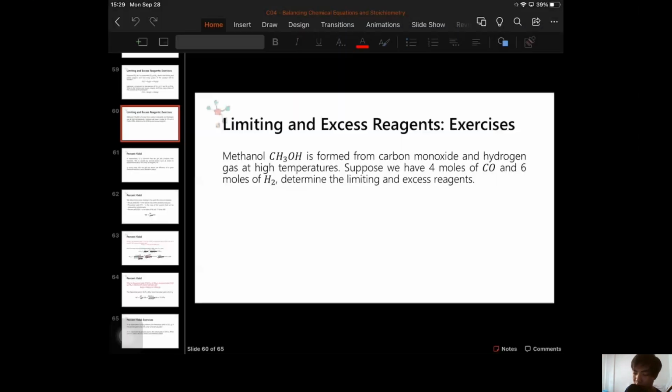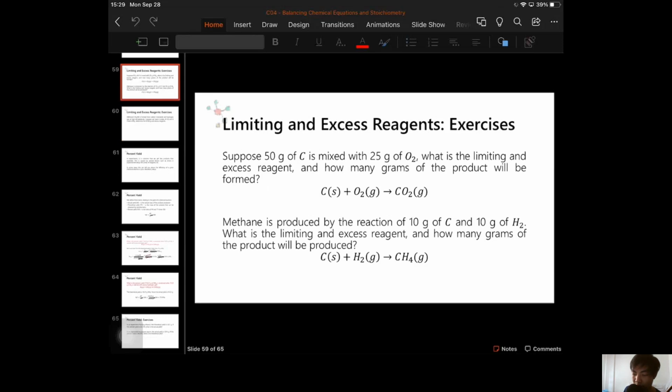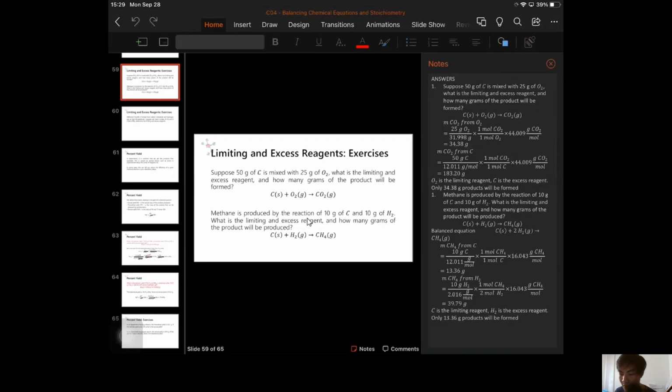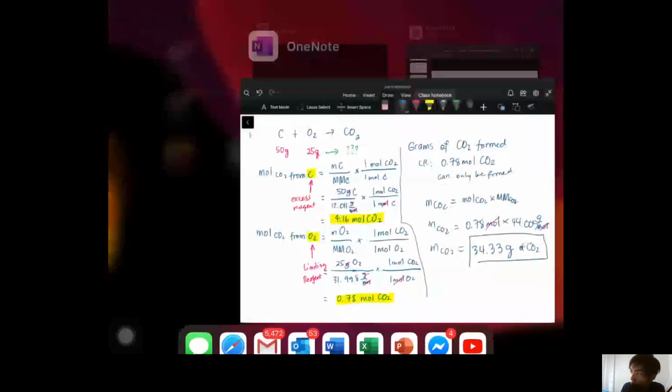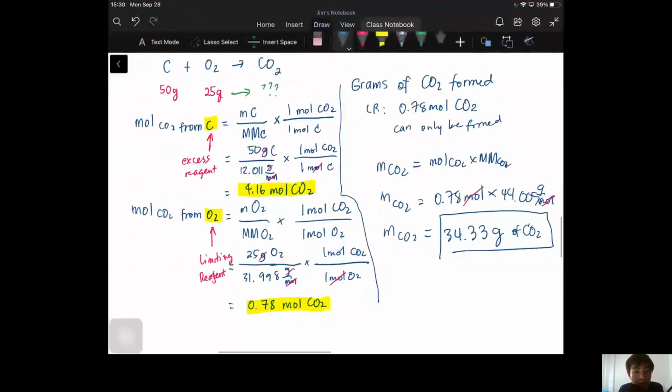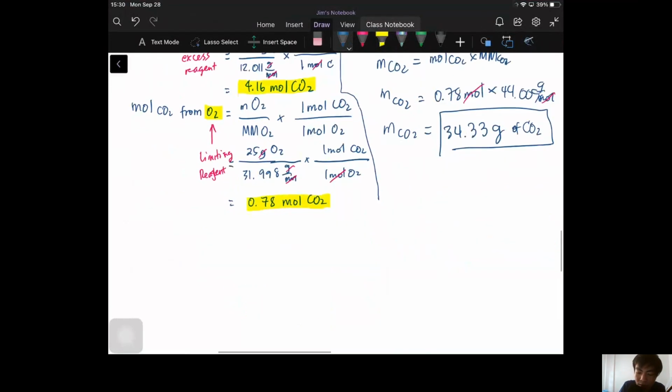Close ko lang. Discard. So, punta kayo dito. And so you can see only 34.38 grams of products will be formed. So ganun lang. So paki-check na lang itong answers sa PowerPoint na. Okay? Sige. So I will proceed with number 2.